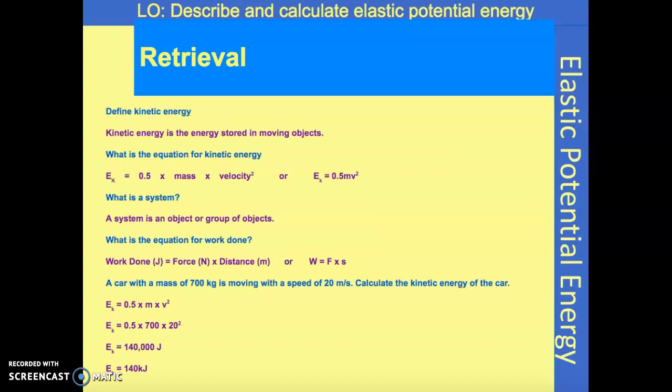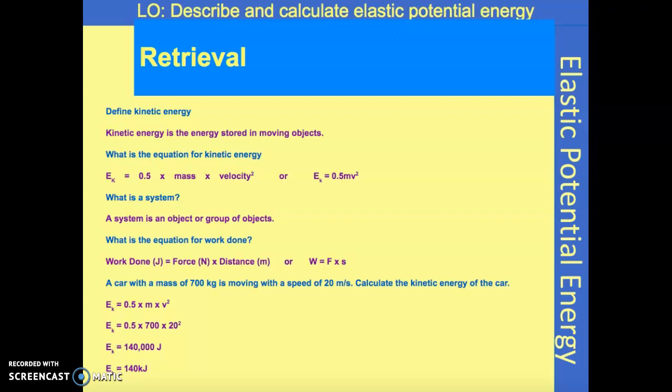So, what is kinetic energy? It is the energy stored in a moving object. Remember, kinetic energy is to do with anything moving. What's the equation for this? It's EK is equal to half times mass times velocity squared. Or if we want to write it as symbols, EK is 0.5 mv squared.